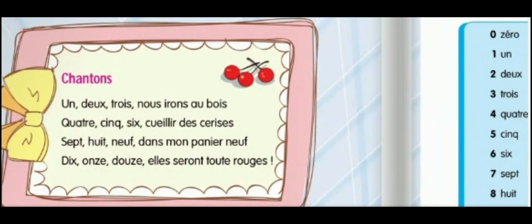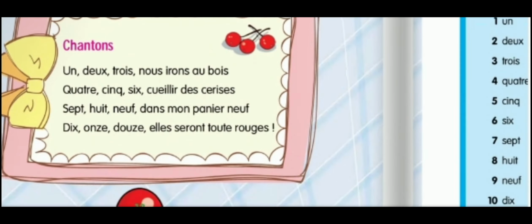Un, deux, trois, nous irons au bois. 4, 5, 6, cueille des cerises. 7, 8, 9, dans ma panière neuve. 10, 11, 12, elles seront toutes rouges.